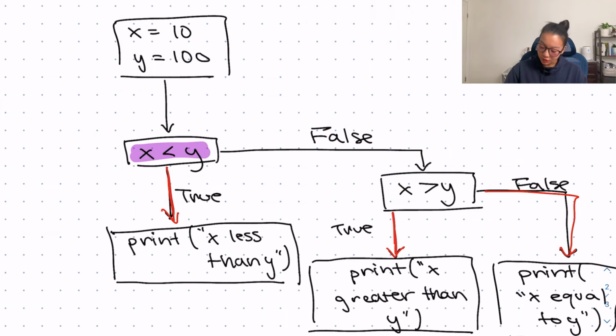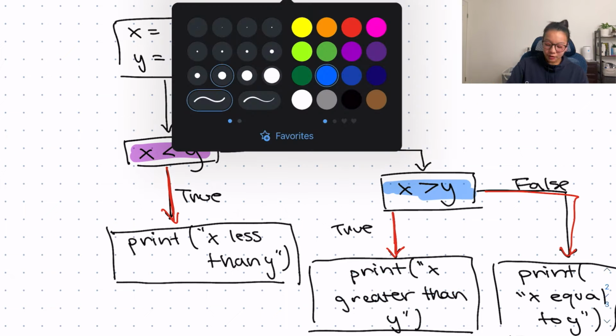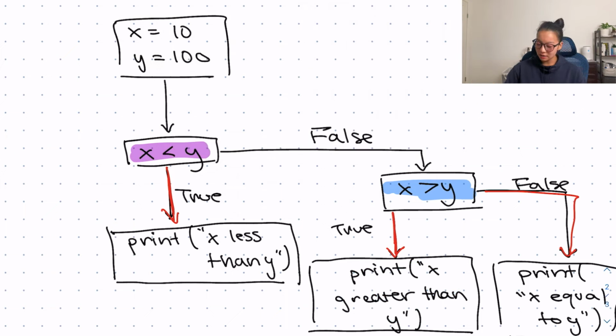If that's not true, then we go to our second condition because we have this elif statement. So else, if x is greater than y, then we print x greater than y. And now if all of those are not true, then at the very end, we follow this branch over here and we say, okay, well, the only thing left is that x is equal to y, and that's the statement that we execute. So that is our chained conditional.